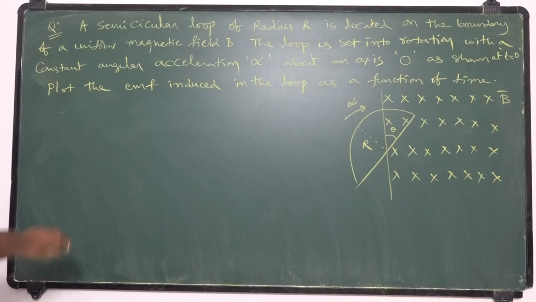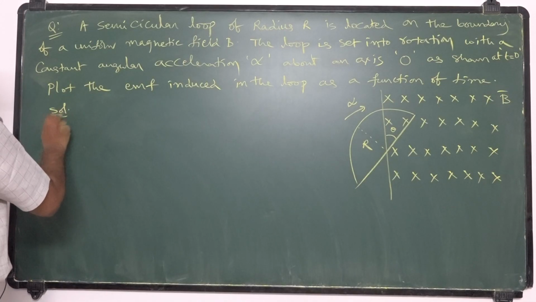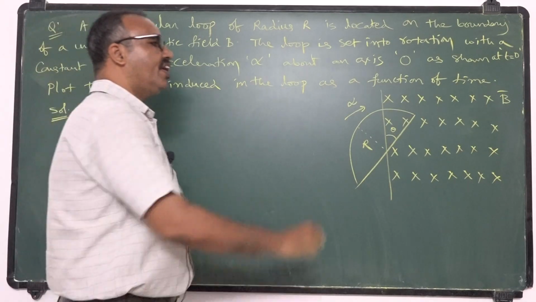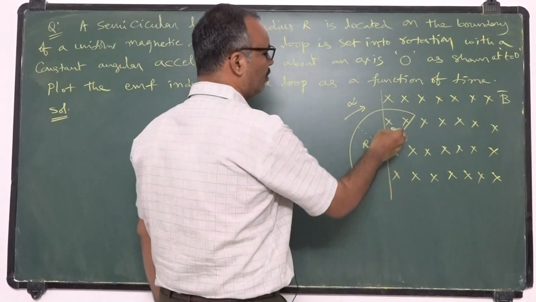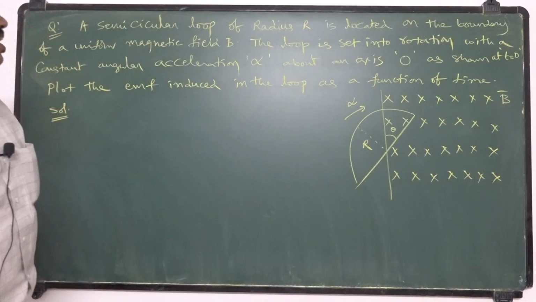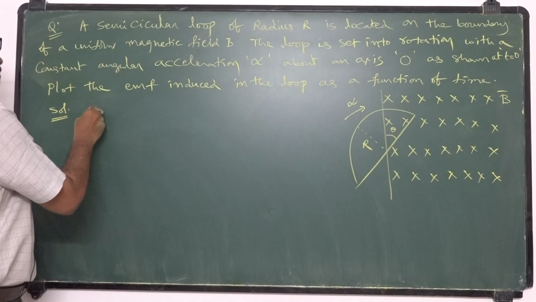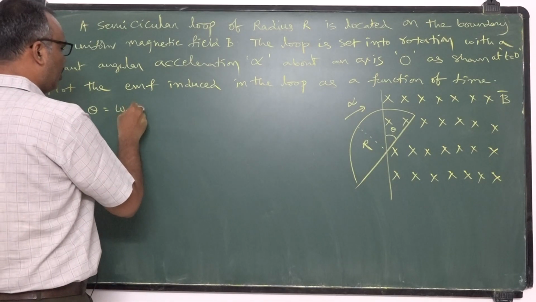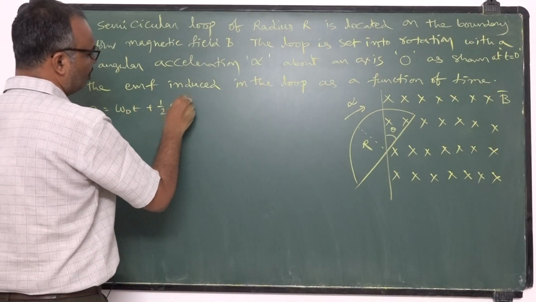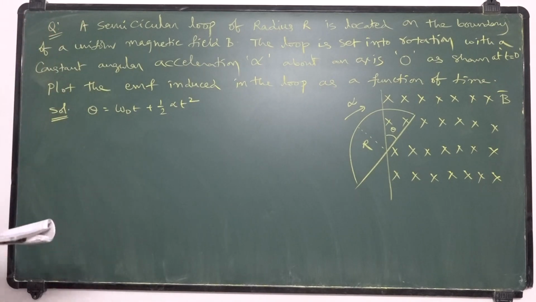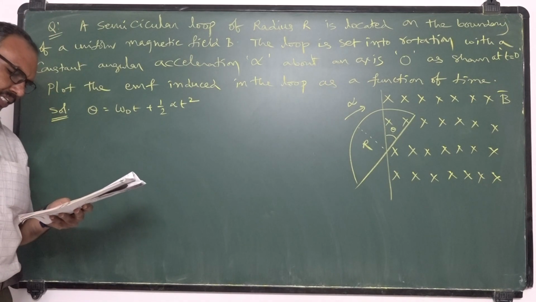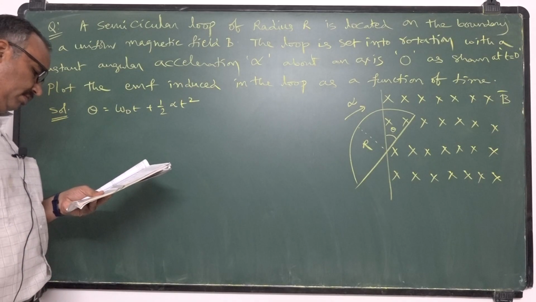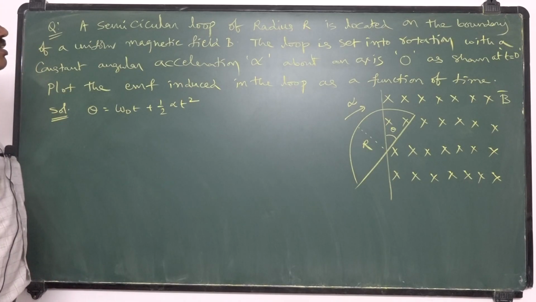So, solution. Here it is in rotatory motion. In rotatory motion, angular displacement is given by omega naught t plus half alpha t square. This is the general formula, like s is equal to ut plus half at square. Initial angular velocity omega naught, time is t, alpha is the angular acceleration.